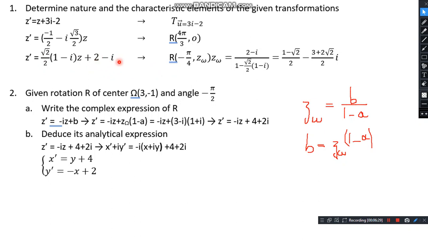Now if we want to find the center, it's a rotation of angle minus pi over 4 and center zw, which is 2 minus i over 1 minus this whole expression. You can use your calculator and get the answer here.